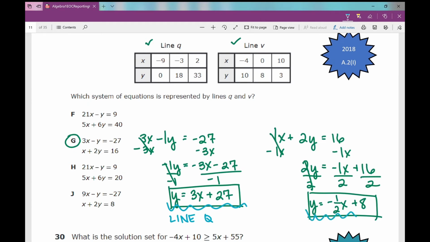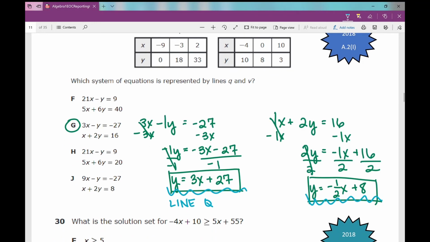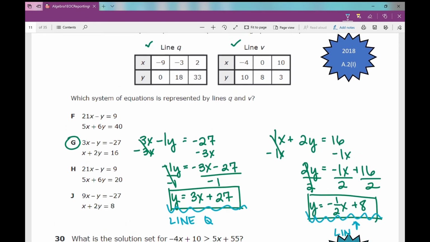Plug it into y equals. And what I would suggest is actually deleting this first one, 3x plus 27, and then putting this one in and looking at your table of values. Sometimes, especially if you struggle with what you're looking at on your calculator, if you have two equations and your table looks kind of funky, it'll have 3 columns basically. So you can look at your table of values and see that in this case, this represents line V.